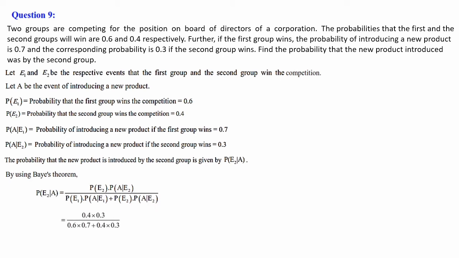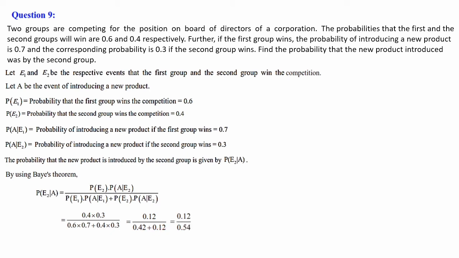Let's substitute it. P of E2 we have 0.4 and P of A given E2 we have 0.3, and P of E1 is 0.6 and P of A given E1 we have 0.7, and this is same as the numerator, that is 0.4 into 0.3. That is equal to 4 3s are 12. Here after the decimal 1 digit, here also after the decimal 1 digit, so 2 digits, 0.12, divided by here 6 7s are 42. So decimal when we calculate, 0.42 we will be getting. Here 4 3s are 12, 2 digits after the decimal, 0.12.